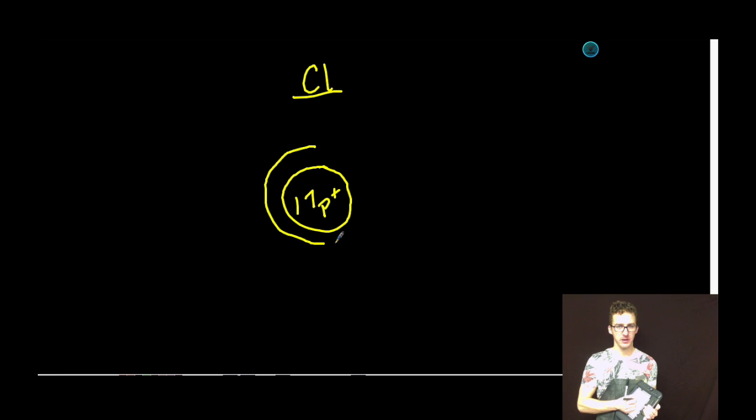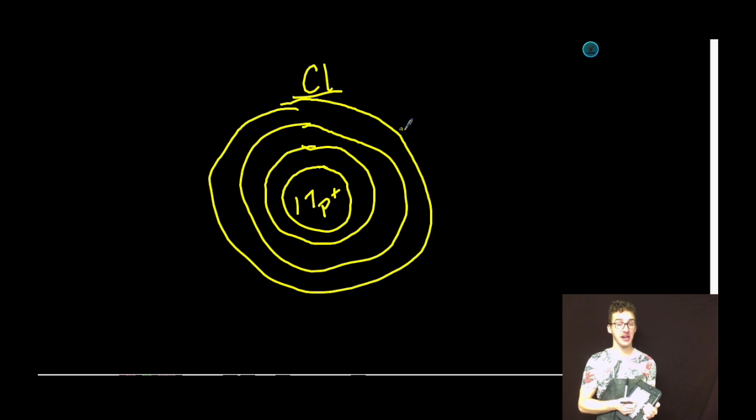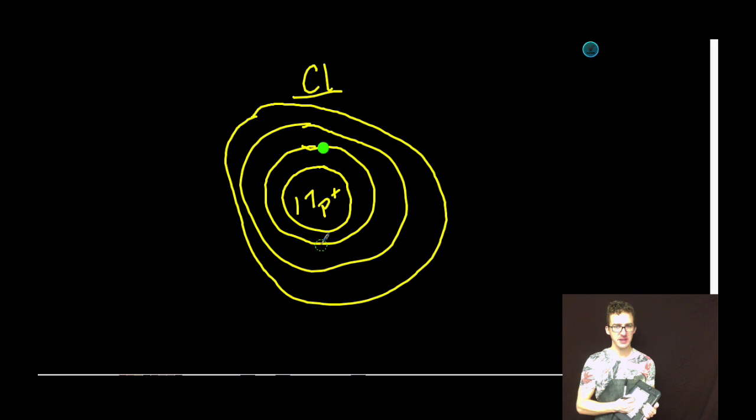All right, this one's a little trickier to do, but my art skills are really good. Chlorine neutral atom, 17 positive protons in its nucleus. 3 main energy levels. 2 electrons in the first level, 8 in the second, 7 in its valence level.